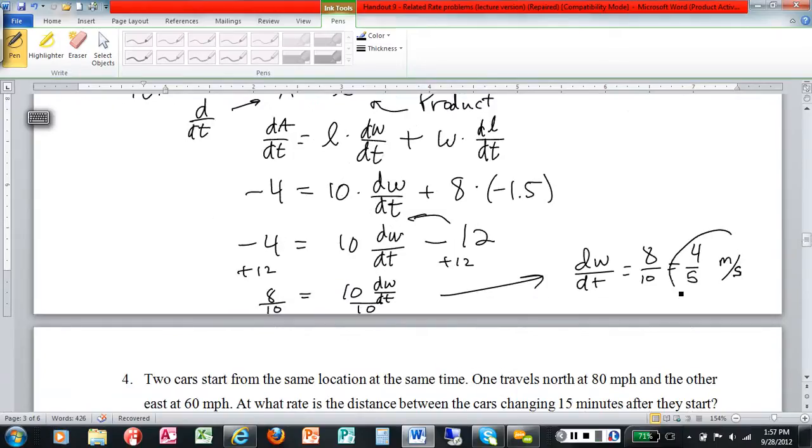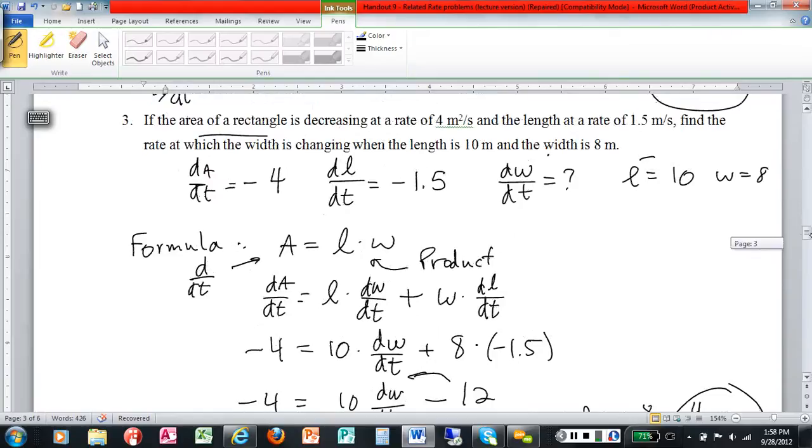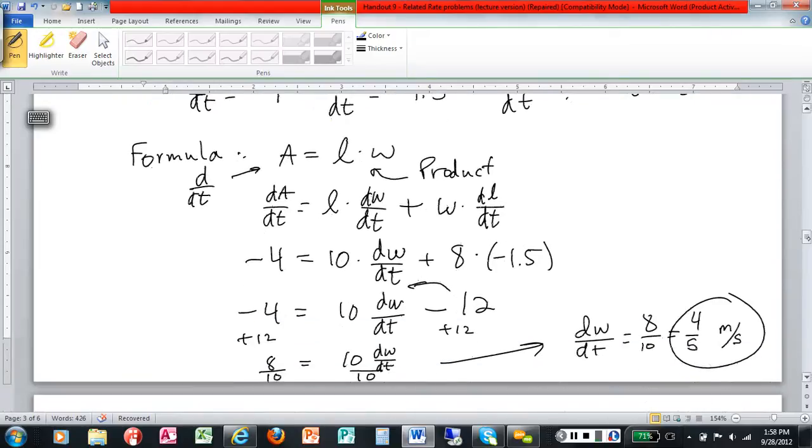Now, an interesting little note here is the width, is it increasing or decreasing? The area was decreasing, so was the length. But what about the width? It's positive. Width is increasing. So even though the area is decreasing and the length is decreasing, the width is actually increasing to get those specific numbers out. Interesting note. Okay, but anyway. All right?